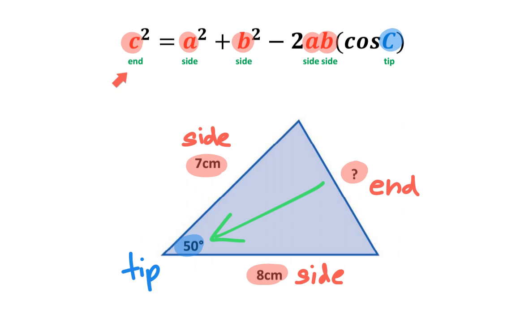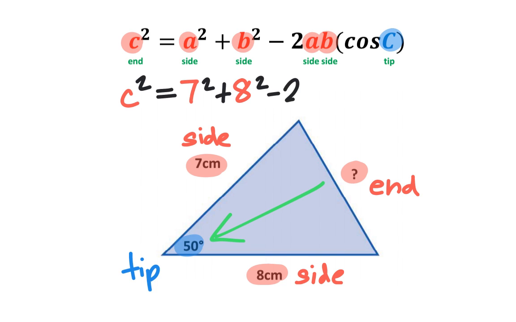Once we figure out what is the end of the arrow, the sides of the arrow, and the tip of the arrow, we can replace these letters with numbers. Since we don't know what c is, since that's what we're looking for, we're going to leave it alone. I'm going to replace A with one of the sides. I'm going to use 7. I'm going to replace B with the other side, the number 8.